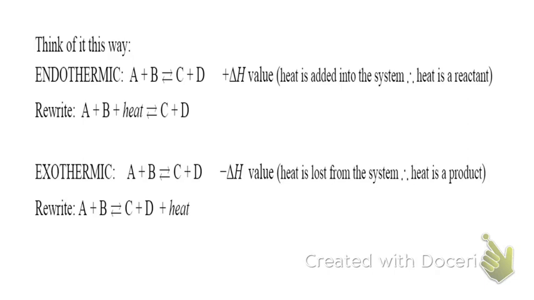So an endothermic reaction has a positive delta H, so we treat heat as a reactant. If we were to add energy to that system, it would shift away from where we're adding it, so it would shift to the right and make more products.